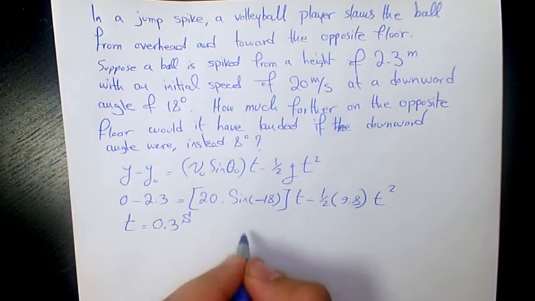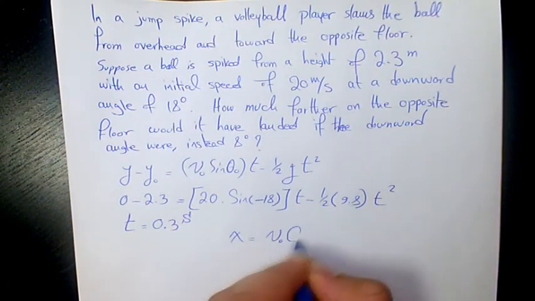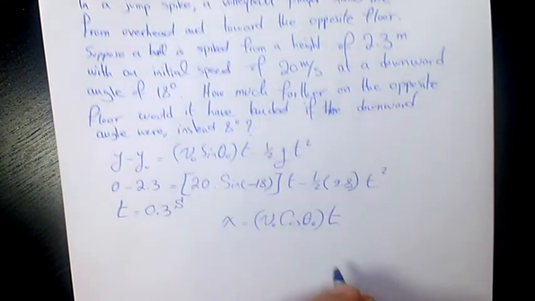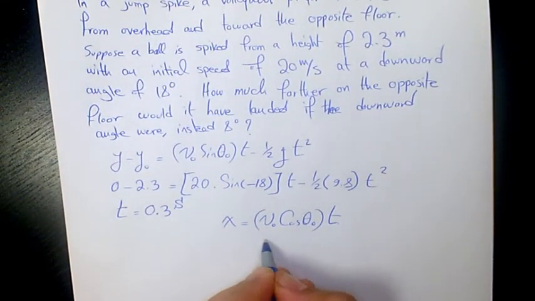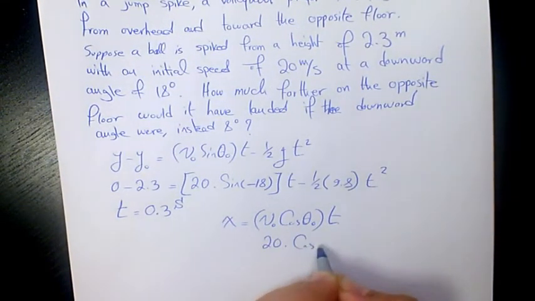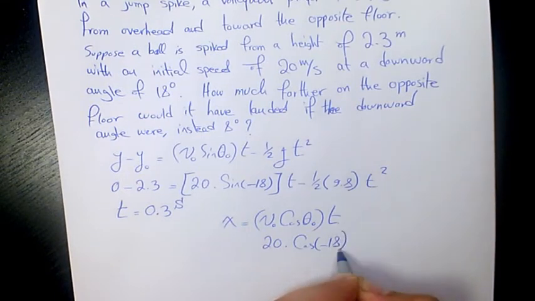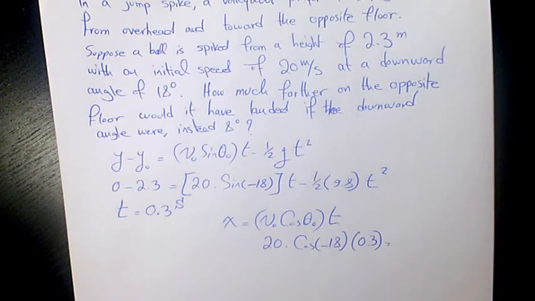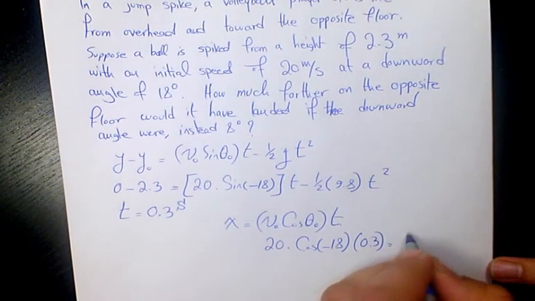When you substitute it into x equals v naught cosine theta naught t, we have 20 times cosine negative 18 times t, which is 0.3. That will make it 5.71.